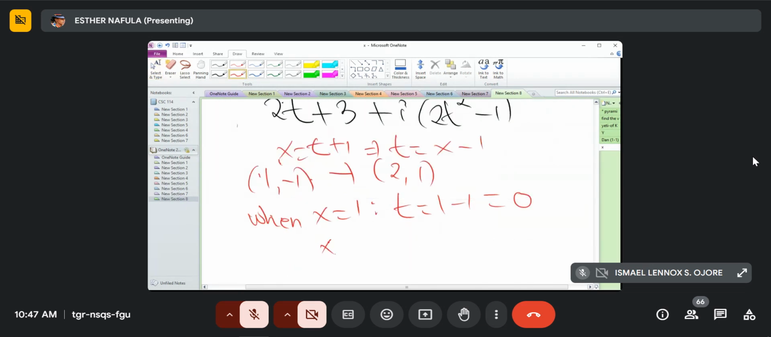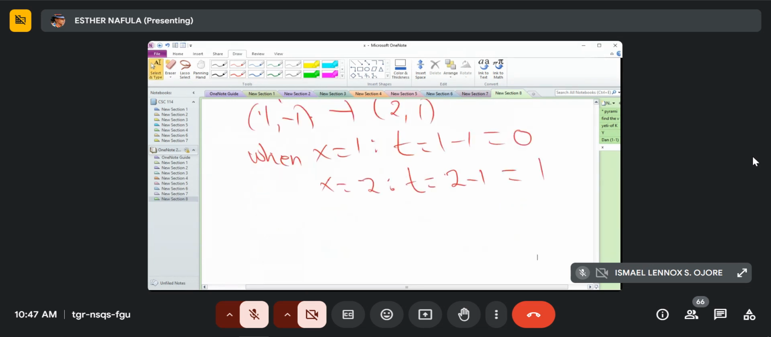When x is equal to 2, t will be equal to x minus 1, which is 2 minus 1, and that is 1. So the limits of t are 0 to 1. If you use y, you should be able to get the same limits. y is 2t squared minus 1. y is changing between minus 1 and 1.